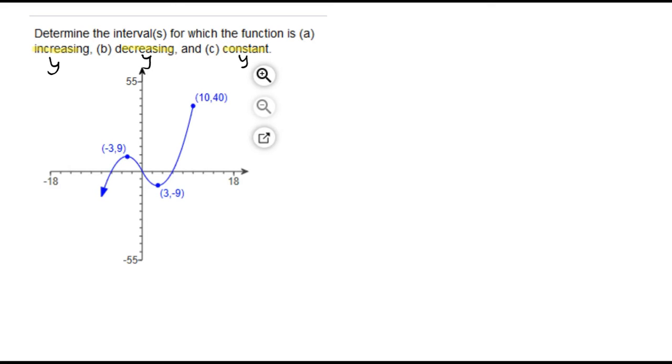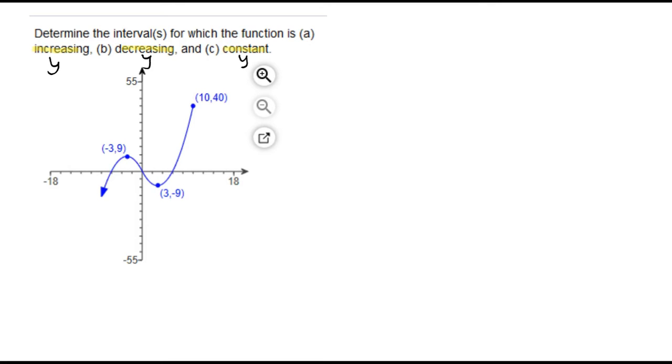So what we want to do is we want to trace the graph going from left to right. The reason why we go from left to right is because we want to go on the x scale from smallest to largest. So that would go from left to right. We're going to trace the graph from left to right. And as we go, we're going to figure out what's happening to the y values.